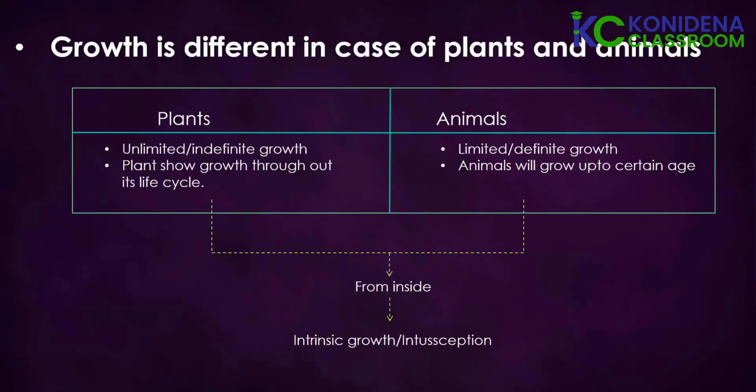growth is different in case of plants and animals. Means if we look at the growth of plants, the growth can be unlimited or indefinite growth. Plants will show growth throughout their life cycle, and in case of animals, the growth will be limited or definite growth. Animals will show growth only up to a certain age. But one thing is common: growth is an intrinsic property of living organisms through which they increase mass and number of cells in their bodies.